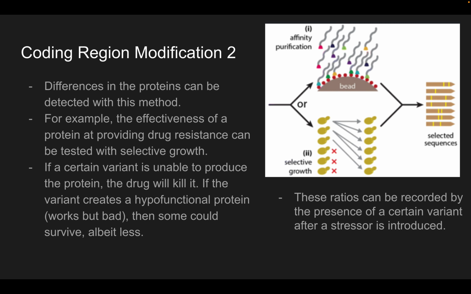So that would change the ratios, because the starting ratios are known. After that, it could be like, oh, these die out because they cannot survive. And this one can kind of survive, so it doesn't make that much, and this one survives very well, so it makes a lot. And then these ratios can be recorded by the presence of a certain variant after the stressor is introduced. So let's say the stressor is adding the drug, then these are gone, so you can know that their protein was probably non-functional.